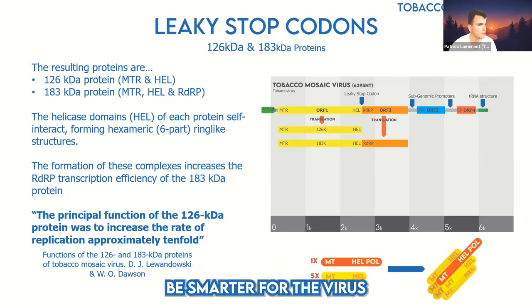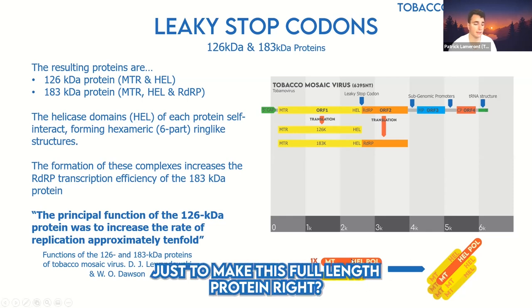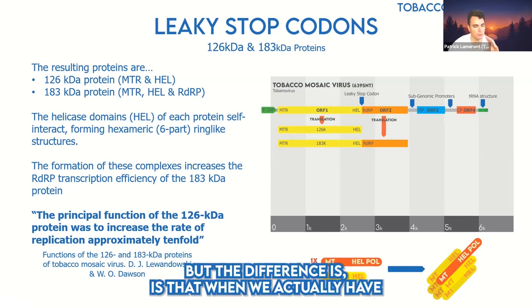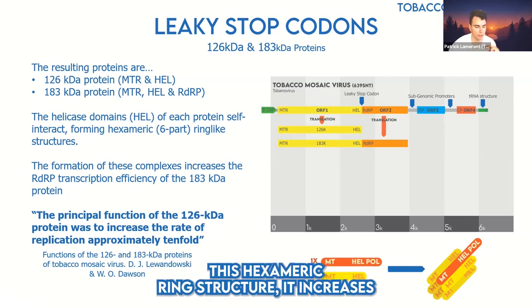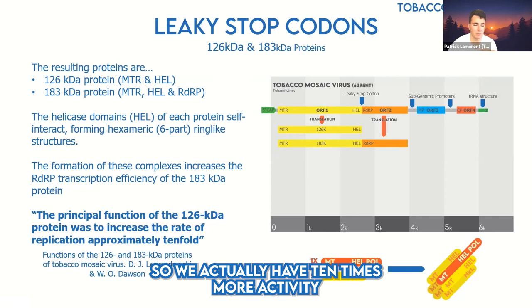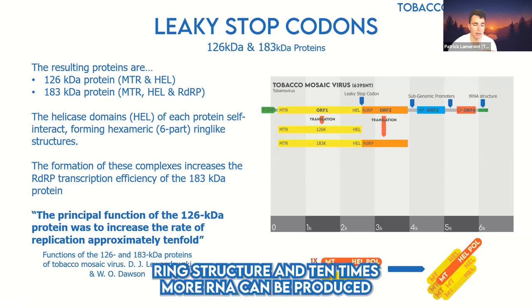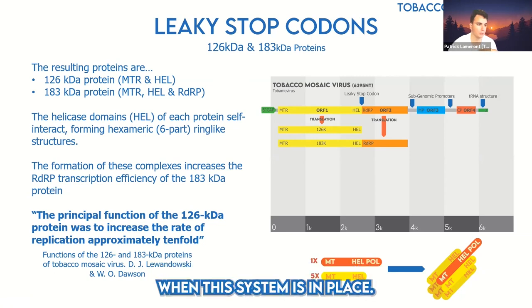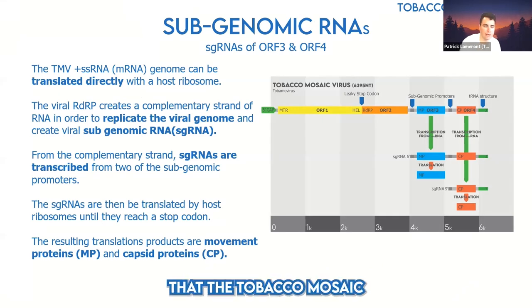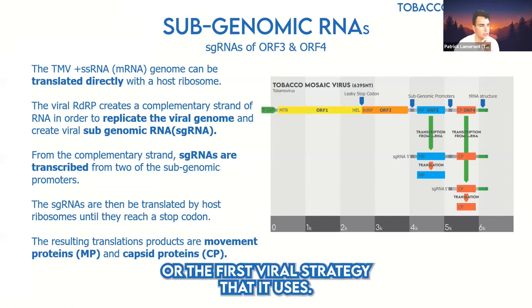Now you might say, well, wouldn't it be smarter for the virus just to make this full length protein, so you would have 6 times as many polymerases? But the difference is that when we have this hexameric ring structure, it increases the polymerase activity tenfold. So we have 10 times more activity when it's in this hexameric structure, and 10 times more RNA can be produced when this system is in place.